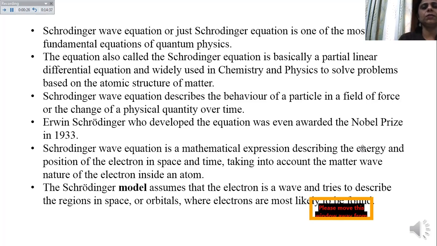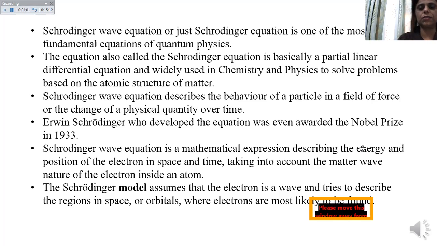What is this equation? This is also called the Schrodinger equation, and it is a partial linear differential equation widely used in chemistry and physics to solve problems based on the atomic structure of matter. Matter का क्या मतलब है? Matter means anything around us which is made up of protons, electrons and neutrons, and it tells about its atomic structure कि कहाँ protons होते हैं, कहाँ electrons होते हैं, electrons actually what type of nature it shows, whether it is a wave, whether it is a particle.